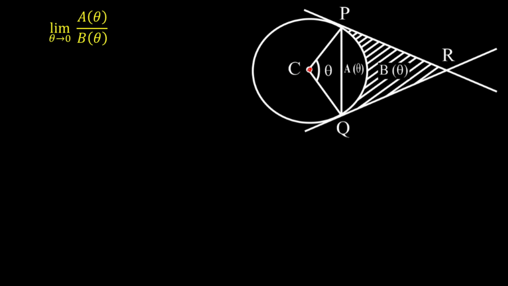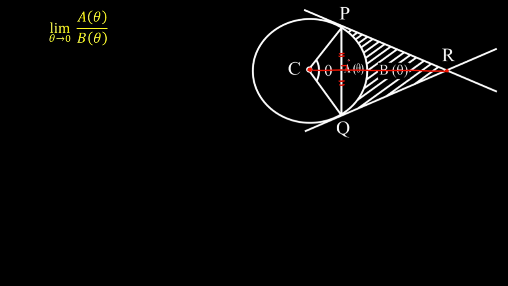Now if I join the point C, that is the center of the circle, and point R, that is the point where the two tangents intersect, we know that the chord will be bisected at this point, and this will be acting as a perpendicular bisector here. This line CR will act as a perpendicular bisector to the chord PQ.